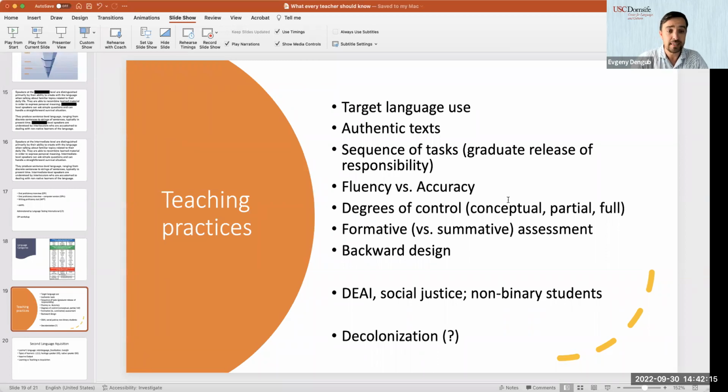Another one is authentic texts. Again, ACTFL recommends that we use authentic text as much as possible. It's again another debated issue. Again, it should be our goal, and we should bring as much authenticity to the classroom as possible. It's not just authentic text, it's authentic tasks, authentic questions, authentic behavior.